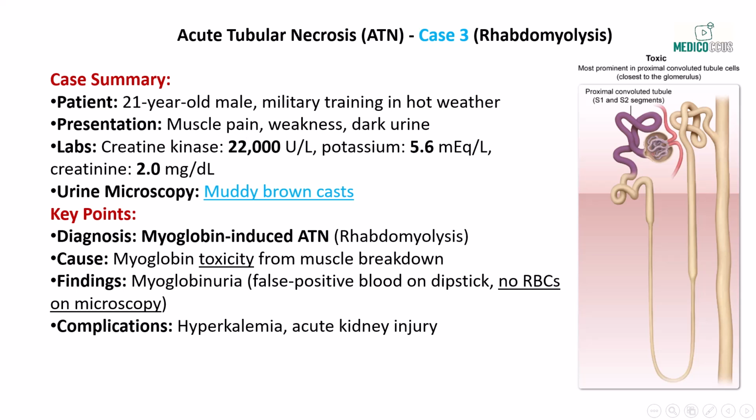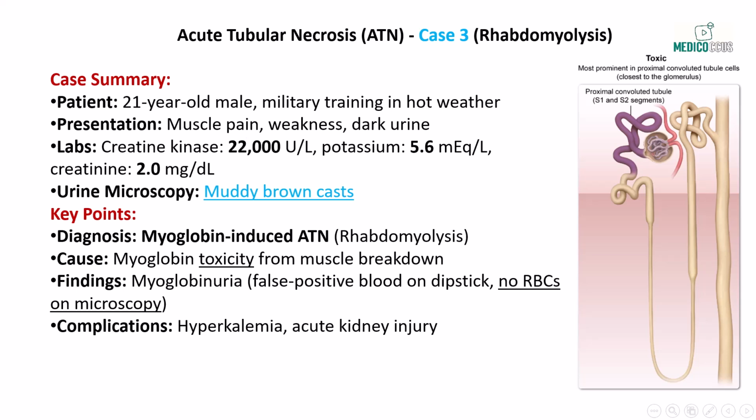A 21-year-old man is brought to the emergency department after rigorous military training in hot weather. He complains of muscle aches, weakness, and dark urine. His labs reveal creatine kinase of 22,000 units per liter, indicating severe muscle breakdown, hyperkalemia with a potassium level of 5.6, and elevated creatinine of 2.0 milligrams per deciliter, signaling acute kidney injury.